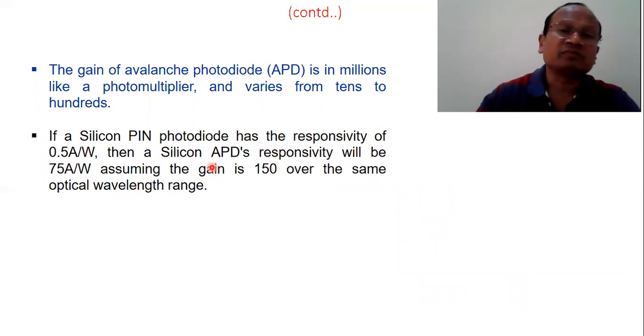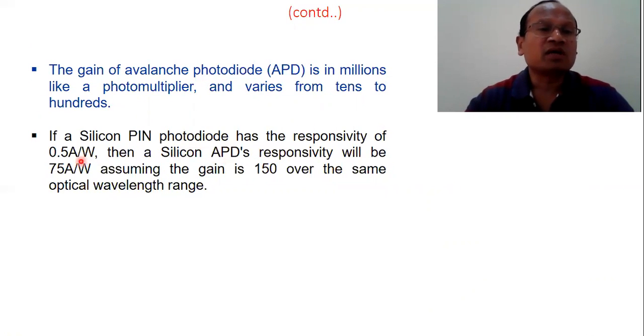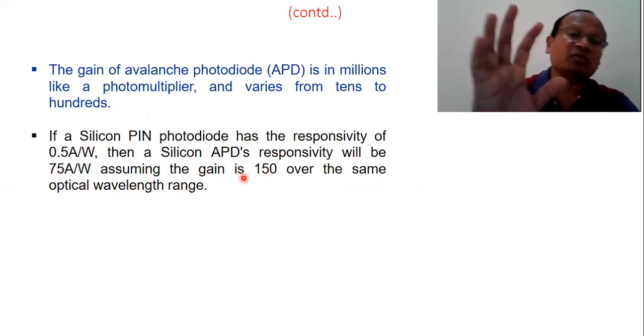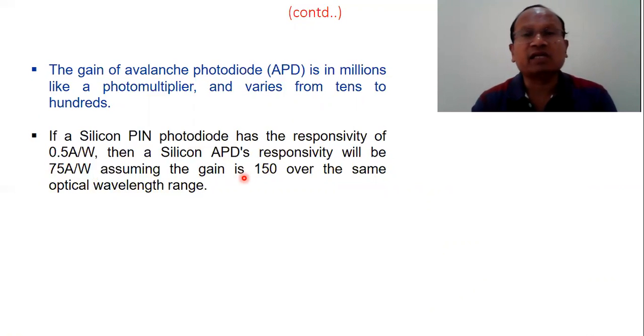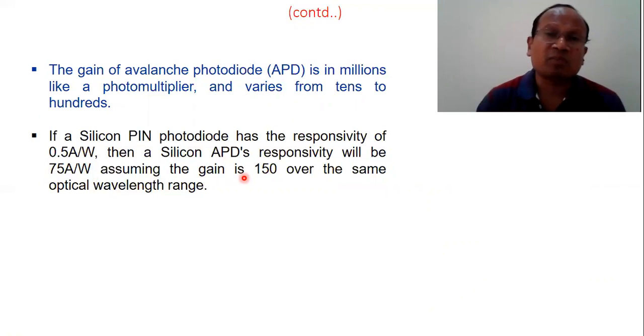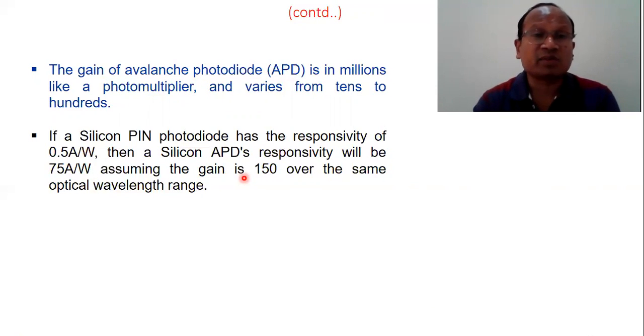If a silicon pin diode has a responsivity of 0.5 ampere per watt, then a silicon APD, that is an avalanche photodiode, will have a responsivity of 75 ampere per watt, assuming the gain is 150. Say the gain is almost the same for both devices, the PIN diode and the APD, under which both devices are operating. Even for the same gain, the responsivity is very high in the case of the APD as compared to the pin diode.